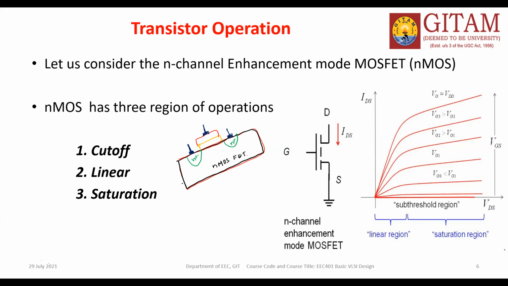It has got a p-type substrate. Don't forget about this, the p-type substrate. For the p-type substrate, the source and drain must be n-type. Normally this is called the gate, this is called the source, and this is called the drain. This NMOS transistor can be operated in three modes: cutoff region, linear region, and saturation region.